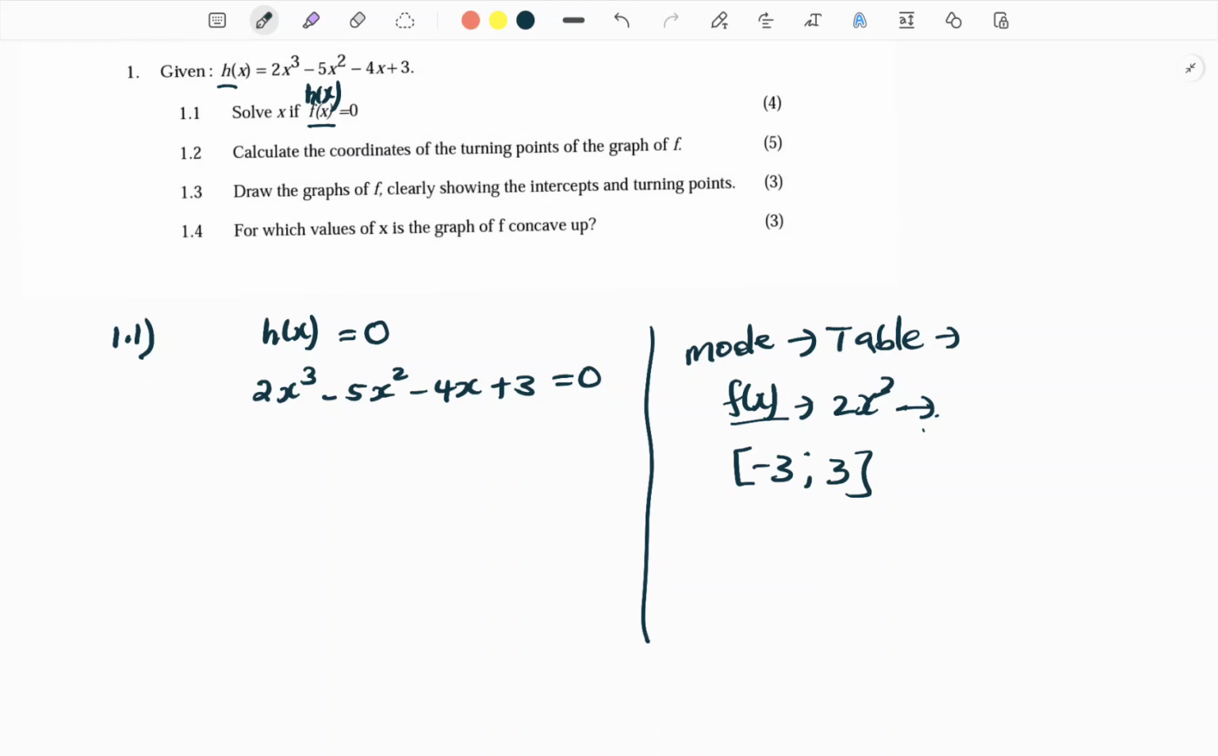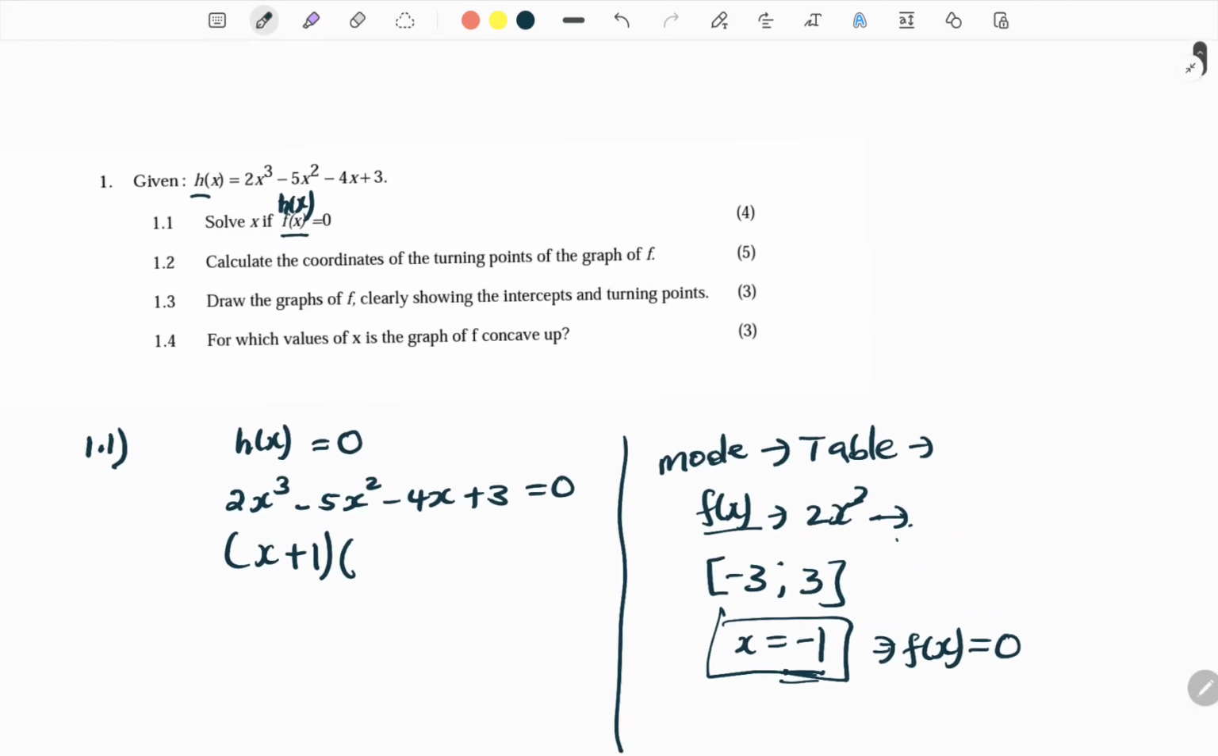Now in your table, you're going to have at least one factor which is equal to 0. So I see x is equal to -1, the first one. When x is equal to -1, my f of x is equal to 0. So I'm going to use that one. But when I write it, I write x plus 1, not x minus 1. Please be careful of that. x plus 1.